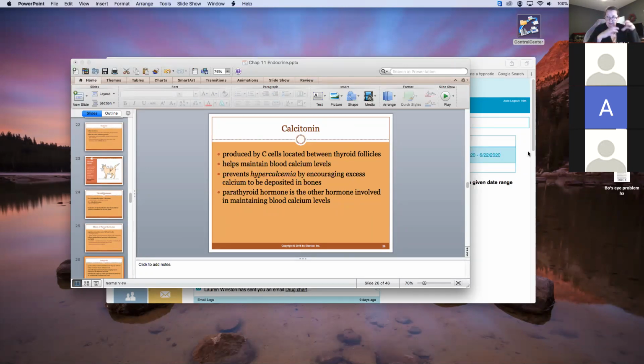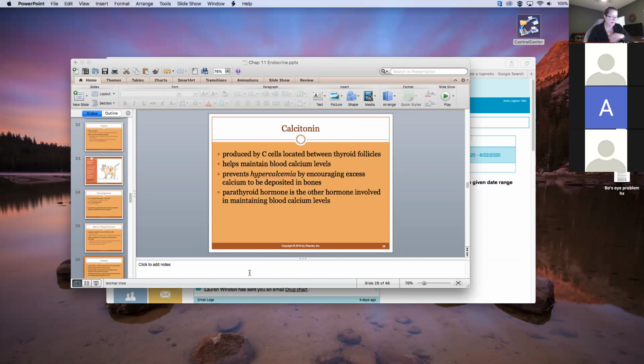Calcitonin is produced in the actual thyroid gland, and basically it's preventing hypercalcemia. So when calcium levels are high, maybe the animal's getting supplemented with calcium, too much calcium in their diet, it's going to take calcium and move it into the bone. So it takes it out of the blood and puts it into the bone.